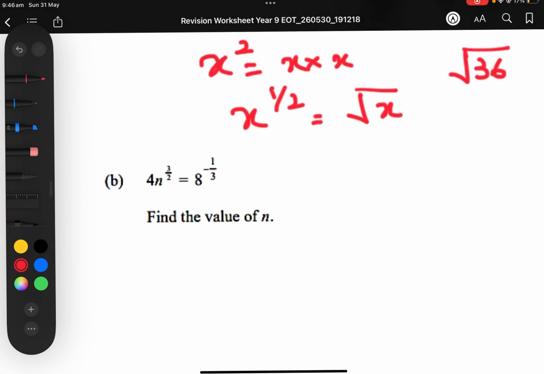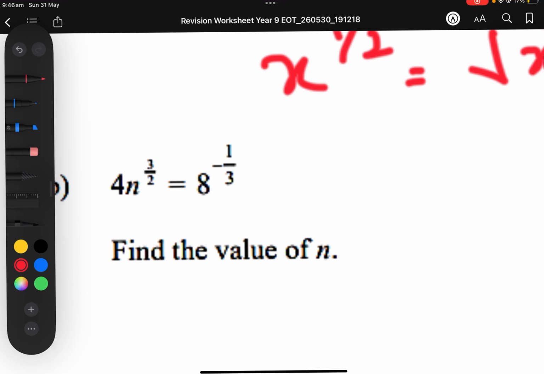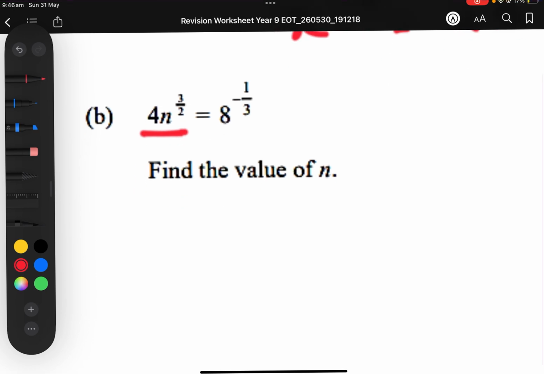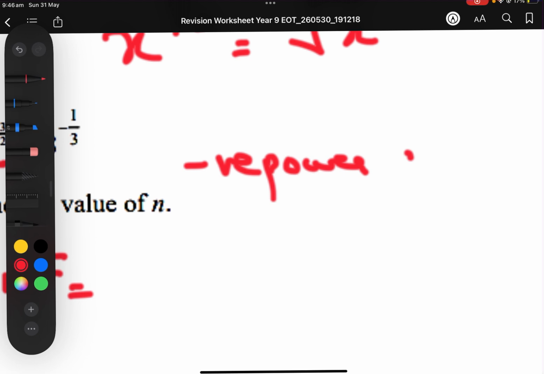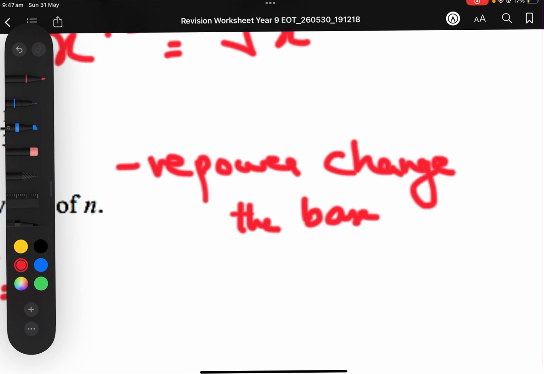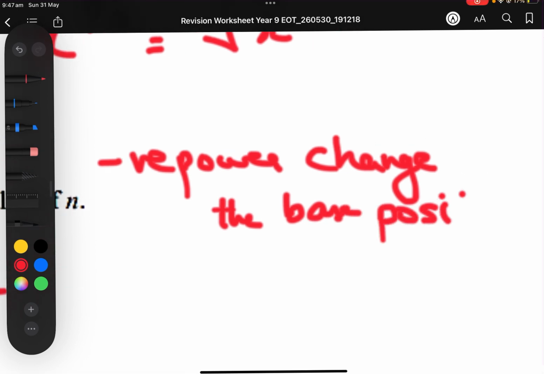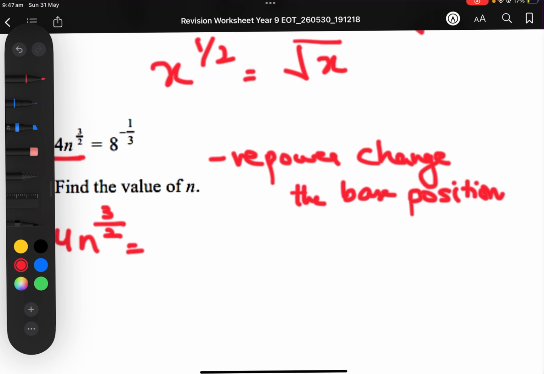Okay, next, it says 4n to the power 3 by 2 is equal to 8n to the power this. Okay, so we'll write 4n 3 over 2 is equal to, because there is a negative power, always remember, if there is a negative power, what are we supposed to do? We are supposed to change the position. Change the position of what? Change the base position. Okay, base position needs to be changed. And where is it required to be sent?